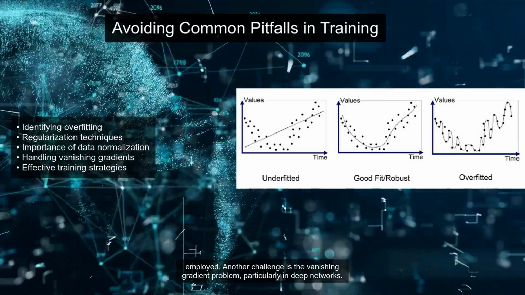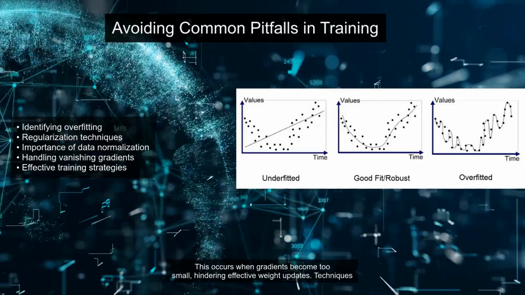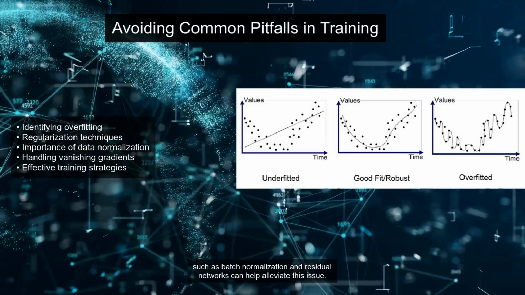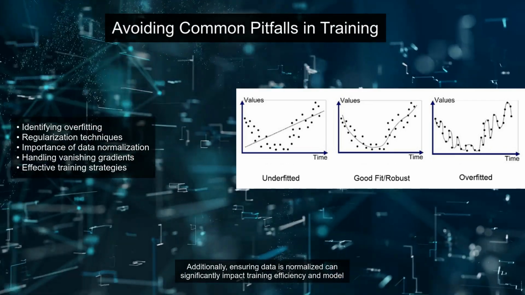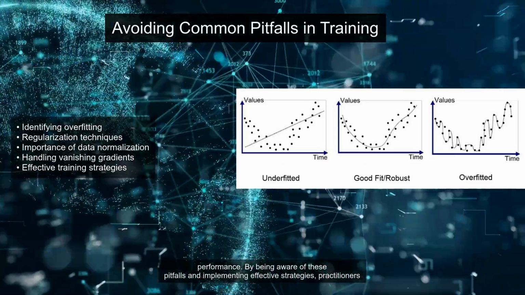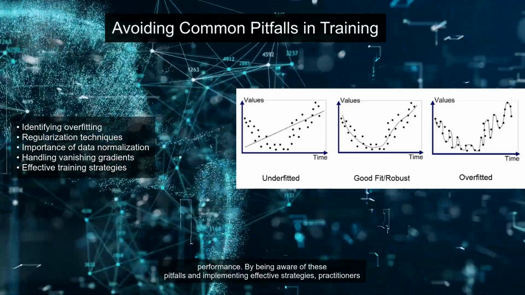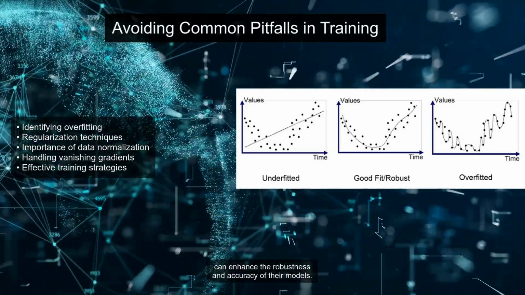Another challenge is the vanishing gradient problem, particularly in deep networks. This occurs when gradients become too small, hindering effective weight updates. Techniques such as batch normalization and residual networks can help alleviate this issue. Additionally, ensuring data is normalized can significantly impact training efficiency and model performance. By being aware of these pitfalls and implementing effective strategies, practitioners can enhance the robustness and accuracy of their models.